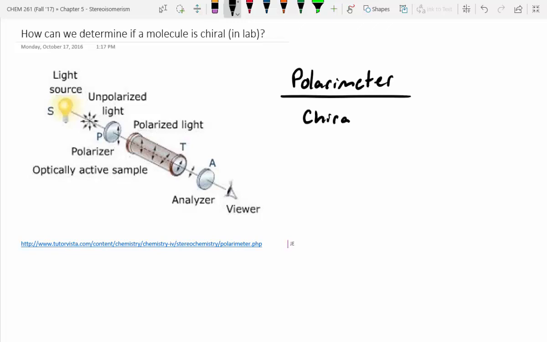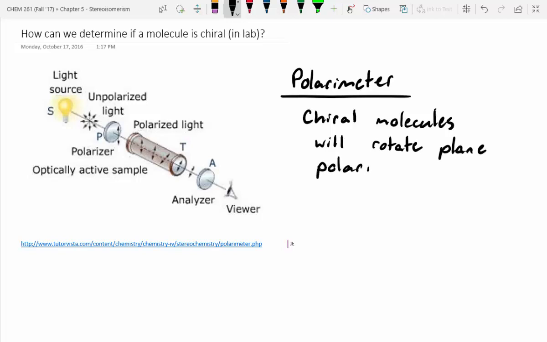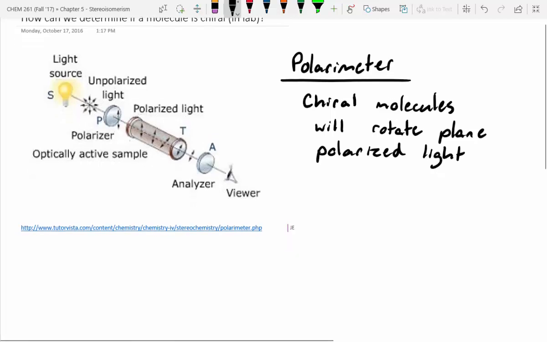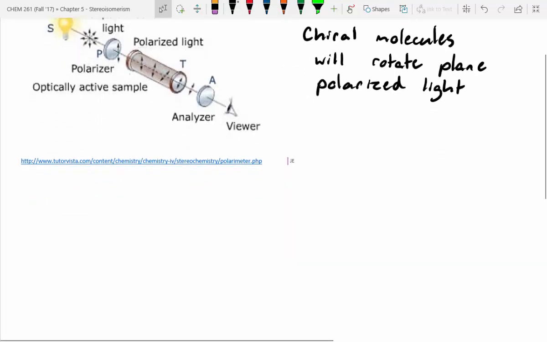So chiral molecules will rotate plane polarized light. It's kind of a unique phenomenon. So I'll show you guys just a really easy, simple example.